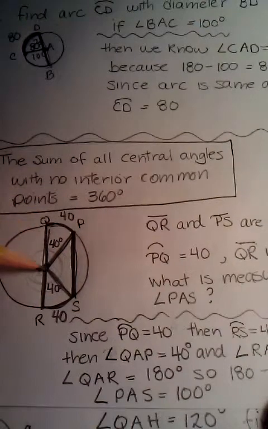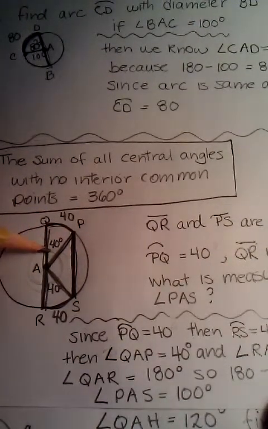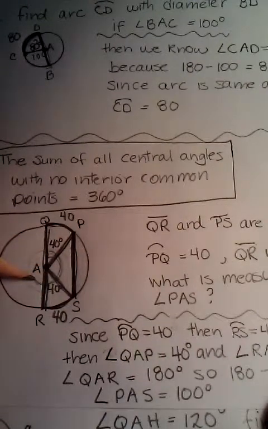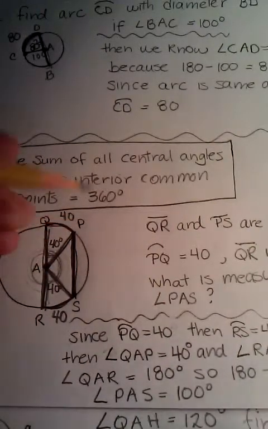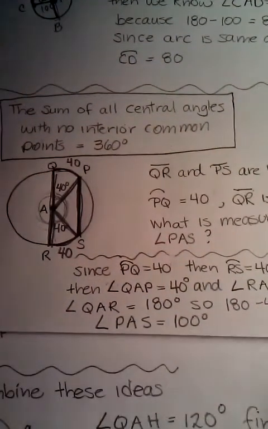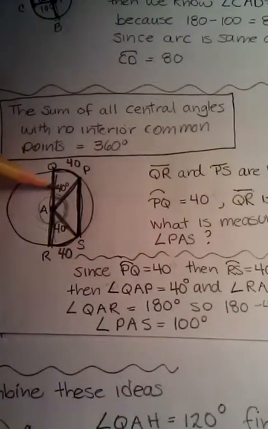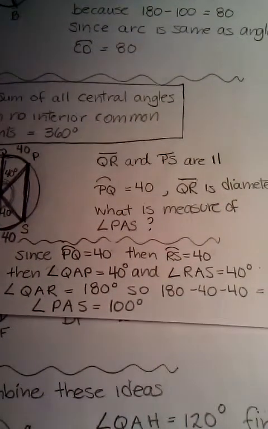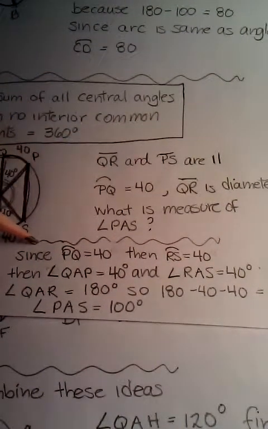Now I also know that this is a diameter, so from here to here is half of 360, because this whole thing would be 360. Since this is the diameter, from here to here is going to be 180. So since that's 180, what I can do is just go 180 minus 40 minus 40. So here's how it looks when I write it all out. But that's what it says.